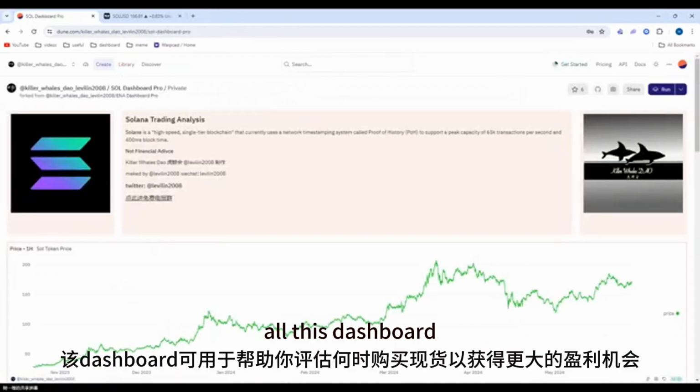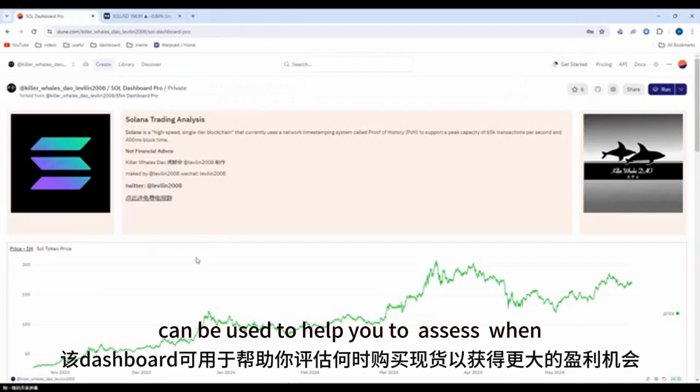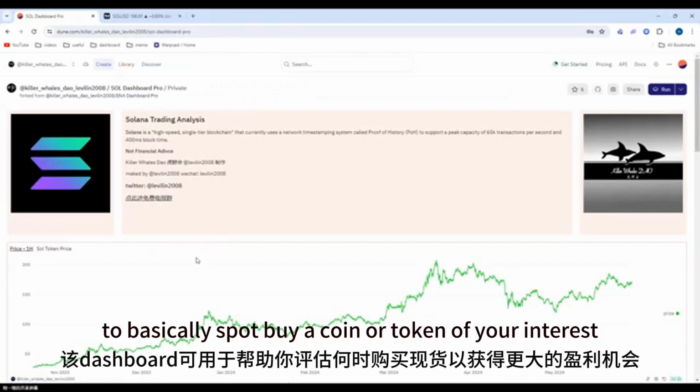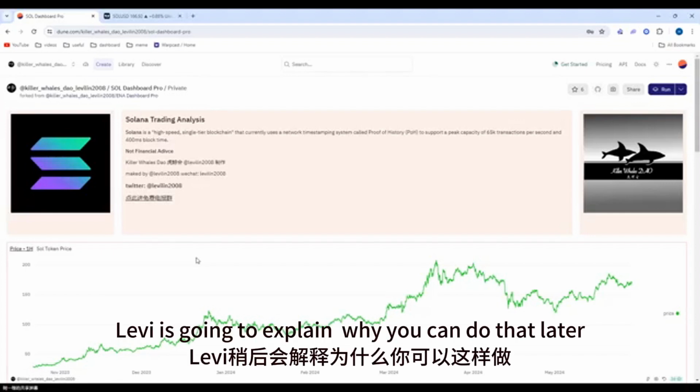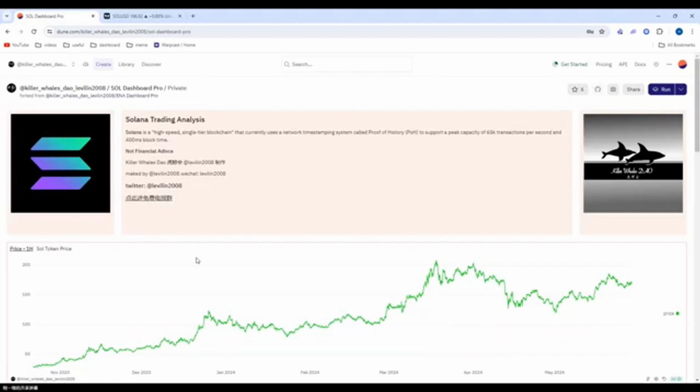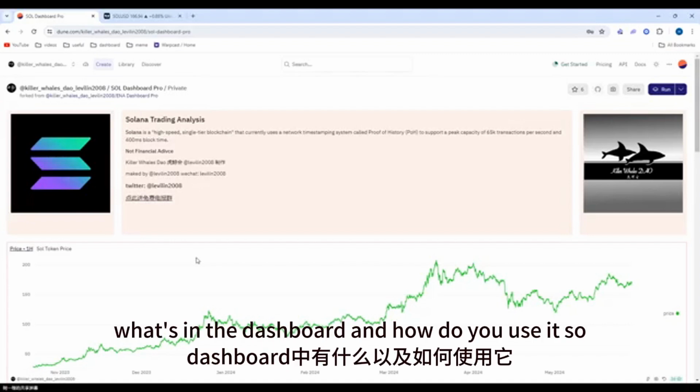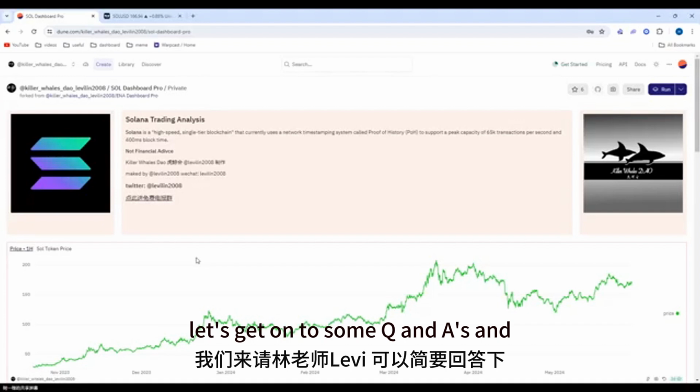All these dashboards can be used to help you assess when to spot buy a coin or token of your interest. It's going to greatly enhance your profitability. Levi is going to explain why you can do that later. You might also be wondering what's in the dashboards and how do you use it. So let's get on to some Q&As and we can ask Levi to briefly explain.